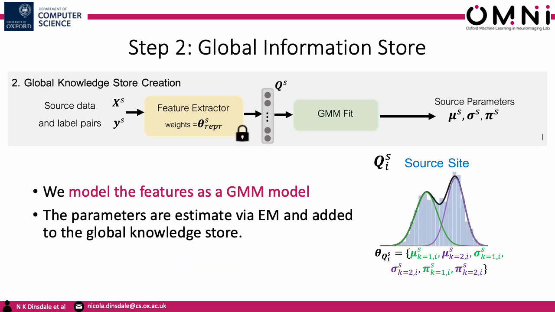In step 2, once we have a well-trained source model, we then create the information for the global knowledge store to allow the feature alignment. We cannot share the full features as these will contain a lot of information about the individual subjects. We instead encode each feature as a Gaussian mixture model across subjects, using expectation maximization to fit the GMM. The GMMs are then fully parameterized by the means, standard deviations, and mixing parameters pi, and this is the only information which must be shared. As they are estimated across the population, they contain no information about individuals.